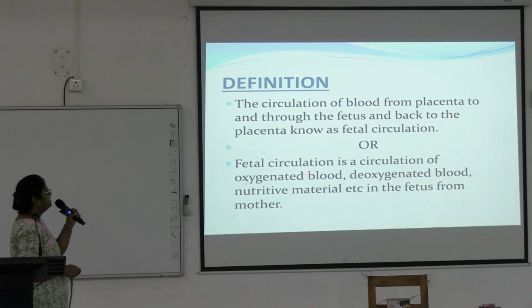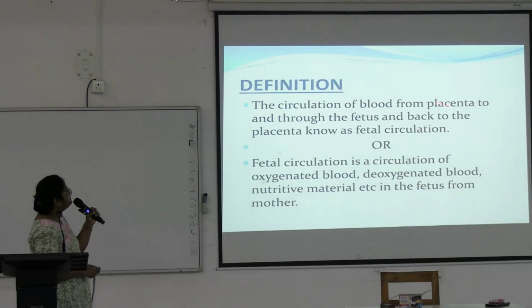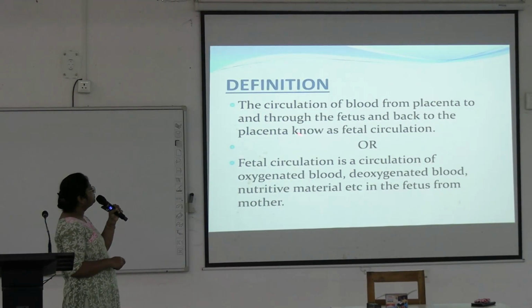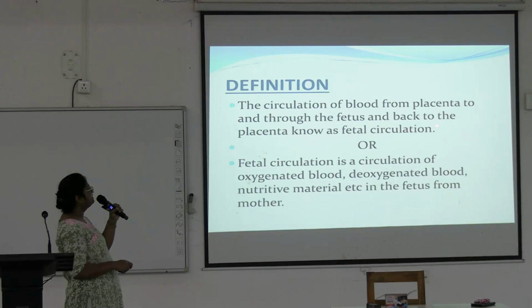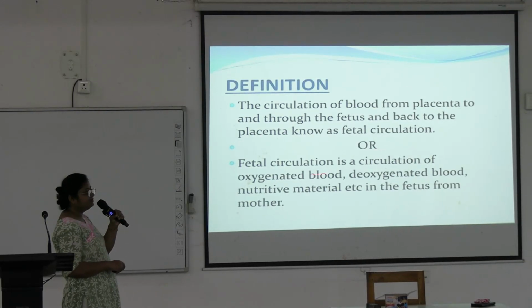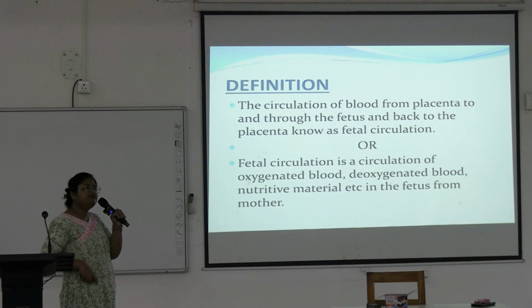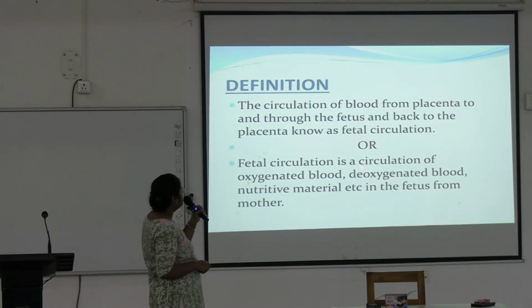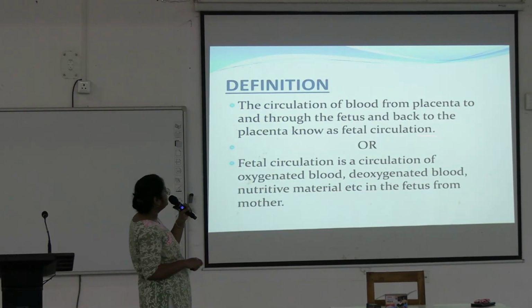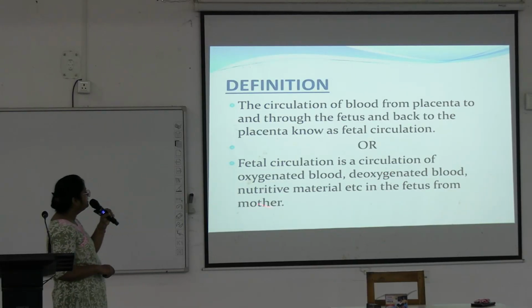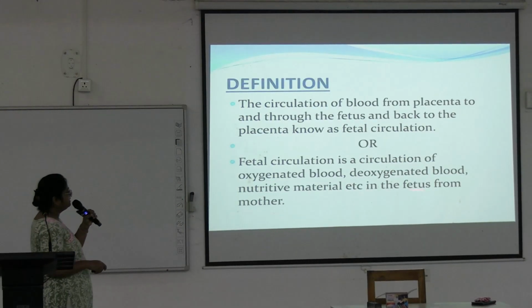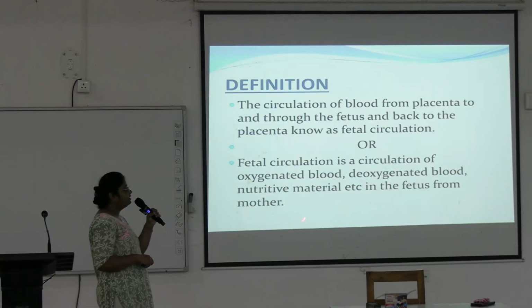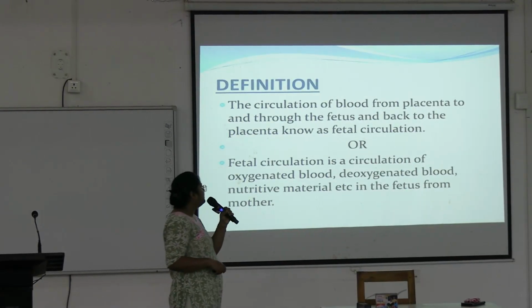The circulation of blood from the placenta to and through the fetus and back to the placenta is known as the fetal circulation. So this is the definition of the fetal circulation. The fetal circulation is a circulation of oxygenated blood, deoxygenated blood, and nutritive material in the fetus from the mother. Next.